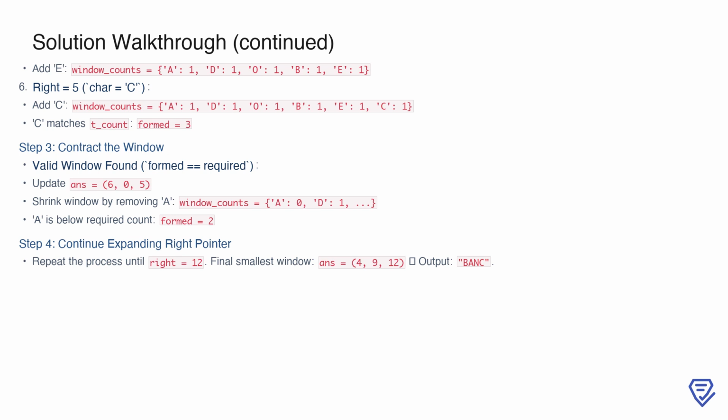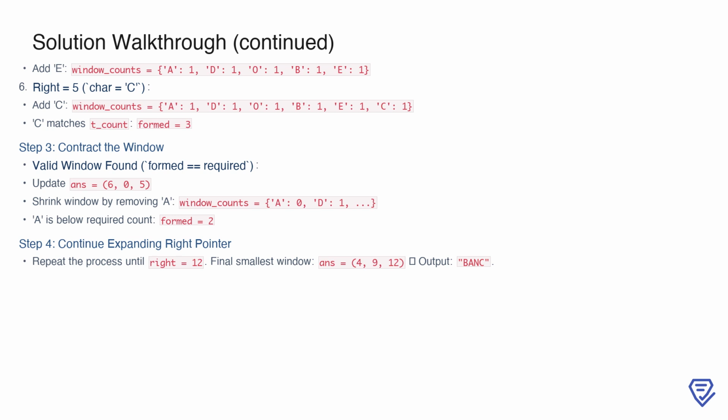At this point, formed equals required, meaning the current window from left equals 0 to right equals 5 contains all the characters in T with the required frequencies. This is a valid window, so we check its size, which is 6. Since this is the smallest window we've seen so far, we update ANS to 6, 0, 5. Now, we try to shrink the window from the left. Removing A reduces its count in window_counts to 0, which is below its required count in T_count. As a result, we decrement formed to 2, and the window is no longer valid.